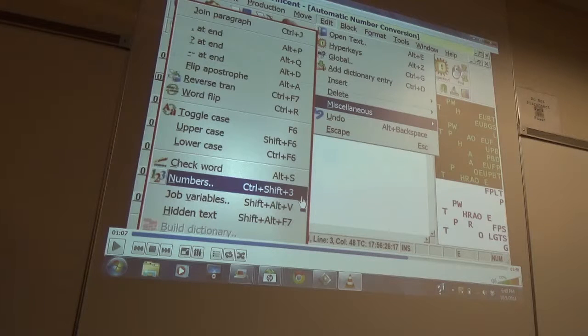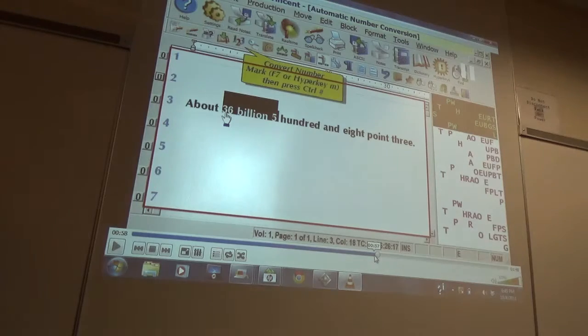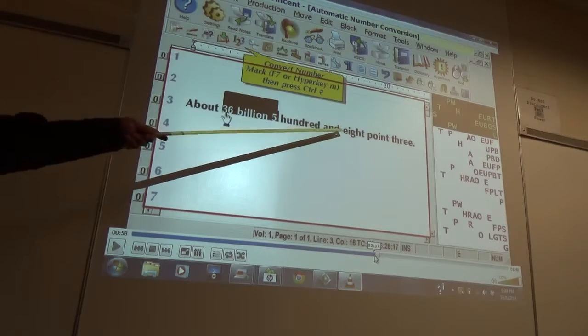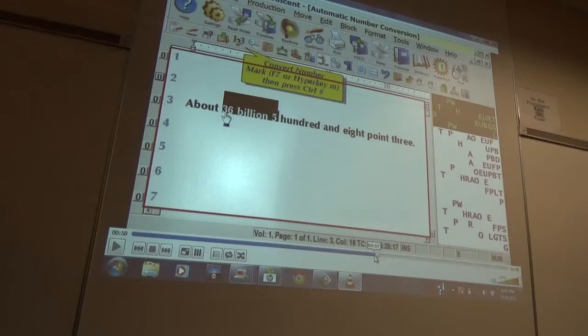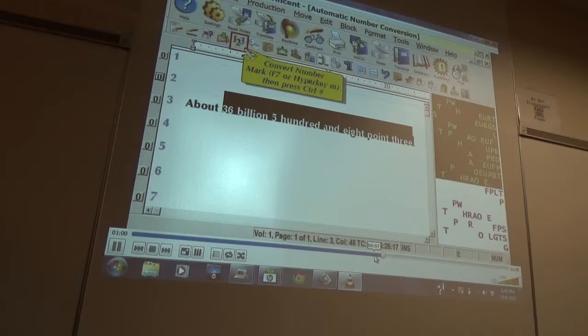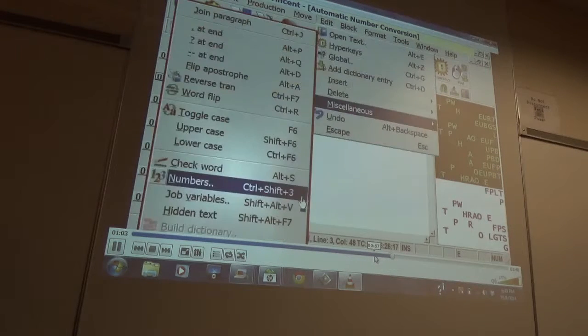So if it was, we'll just kind of go back. Mark the number, you know, the 36,508.3, and you want it converted, then that's what you do. Mark it, and you can press the icon, numbers, which will convert it, or the Control Shift 3, which is the pound sign. Okay? First, then click on the toolbar icon, or use the menu or the speed key, Control and the pound key together.